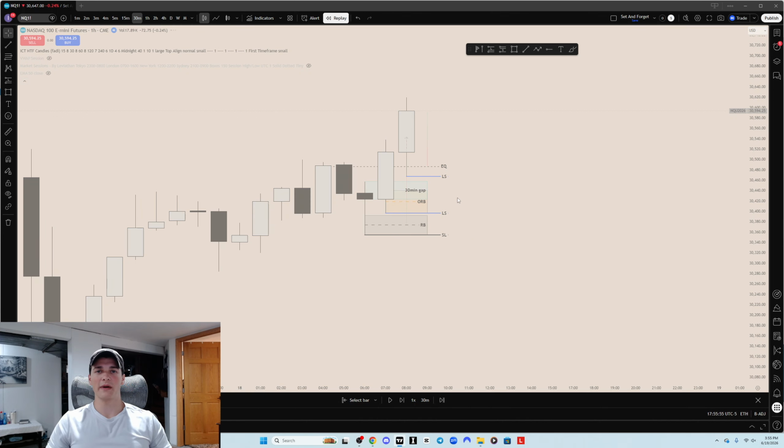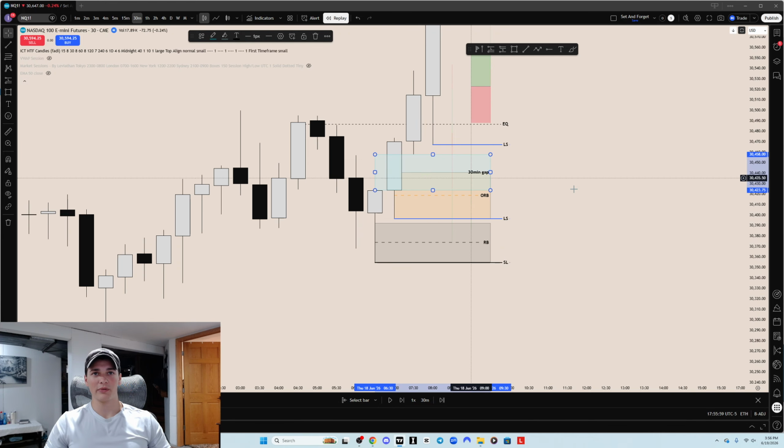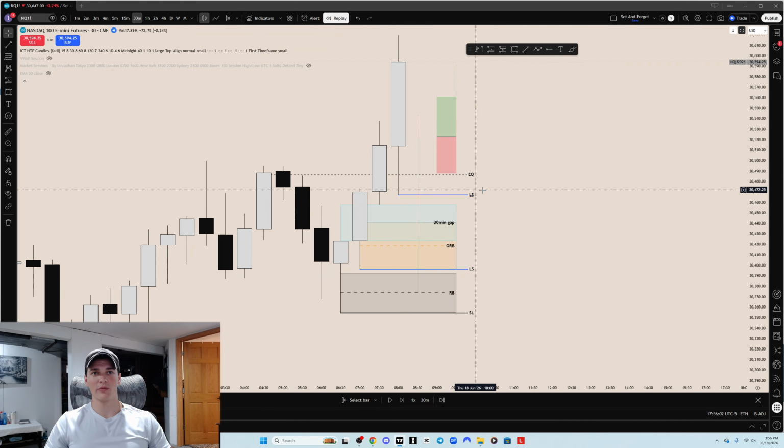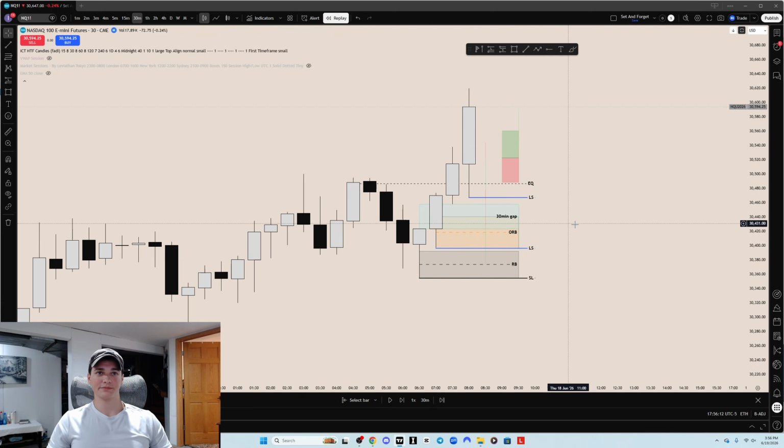Go down to the 30 minute. Notice that we had a very clean 30-minute gap right here, right below our equilibrium, right below our liquidity sweep level, and so on. It was also kind of inside of this open range breakout. So this is a very clean setup.